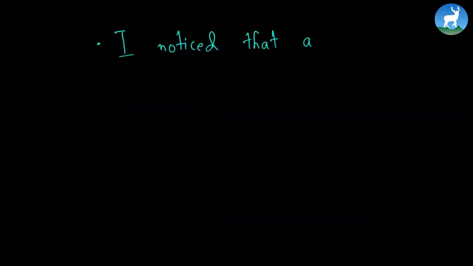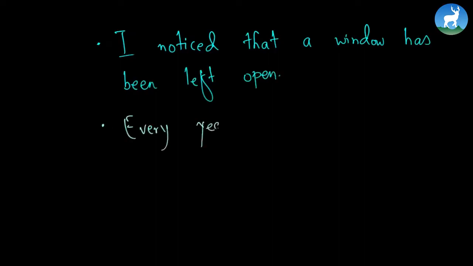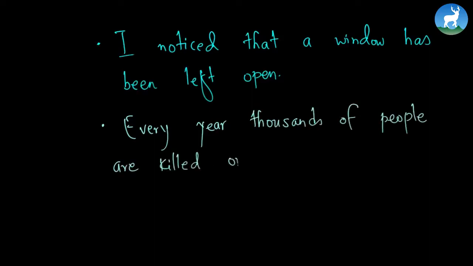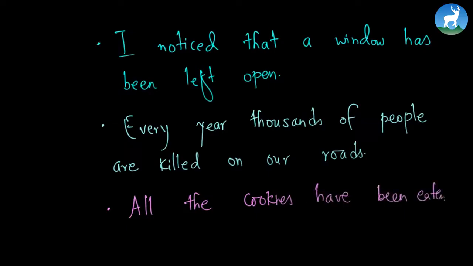Let me give you some more examples. I noticed that a window has been left open. Another example. Every year, thousands of people are killed on our roads. All the cookies have been eaten. My car has been stolen. All right, these are the four different examples.